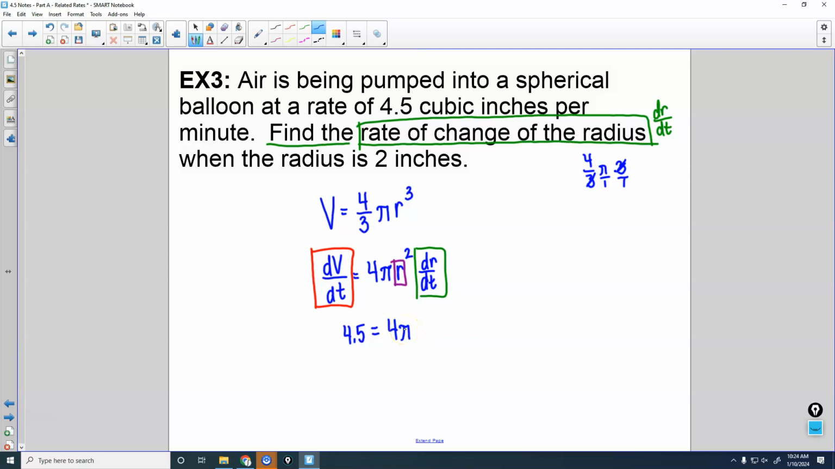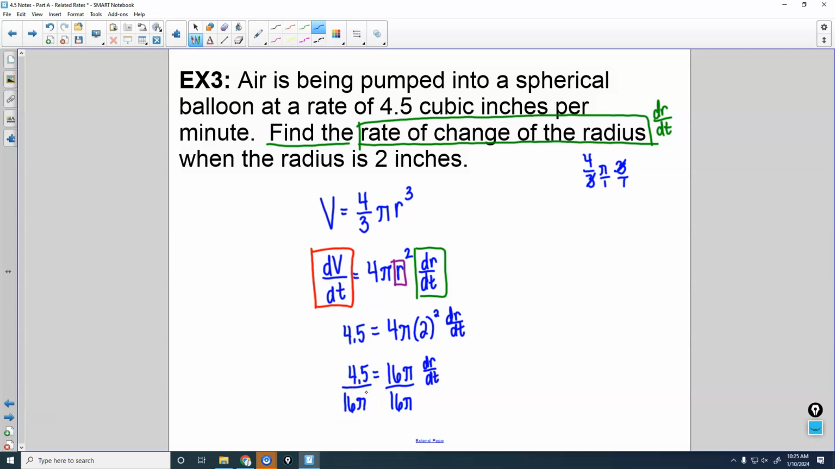And Abby, what would our radius be? 2 inches. So we put 2 right here. And then we leave that dr dt alone because that's what we're solving for. So we got 4.5 equals, we need to square that 2 first, which is going to be a 4, and then we'll multiply it by the 4 here, so we'll get 16 pi dr dt. And we're trying to get that dr dt by itself, so we'll divide both sides by 16 pi.